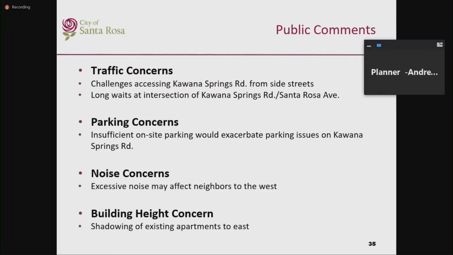As I mentioned, public comments were received during the pre-application neighborhood meeting in December 2019, in response to the notice of application that was issued in January 2020, and also in response to the notice of public hearing that was issued on January 13th. These public comments were responded to and addressed throughout the planning review process and subsequently as late correspondence. Traffic concerns were noted by several respondents, the challenge of accessing Quanah Springs Road from side streets, and the long waits at intersections of Quanah Springs Road and Santa Rosa Avenue.